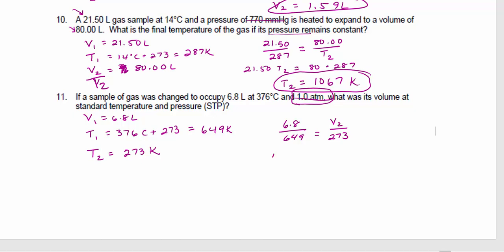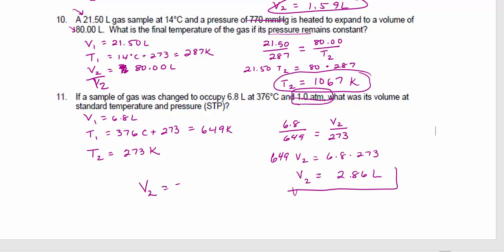So we're going to use Charles' law again, and we use V1 over T1 is equal to V2, which is what we're looking for, over T2, which is 273. Do the cross multiplication. So 649 V2 is equal to 6.8 times 273. Divide both sides by 649, and I get a volume of 2.86 liters. Oh, but I didn't do the significant digits, so that's not my answer. I need 2 significant digits of 2.9 liters. That is the answer that I would report.